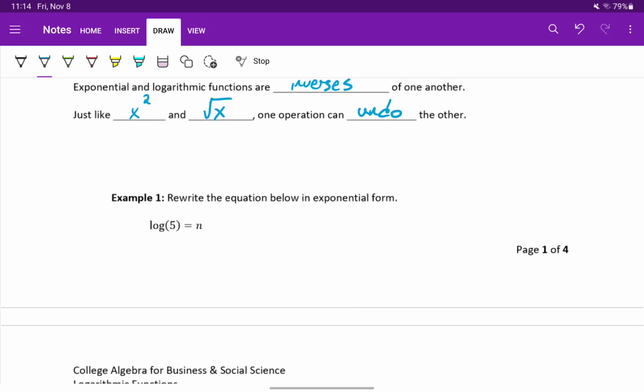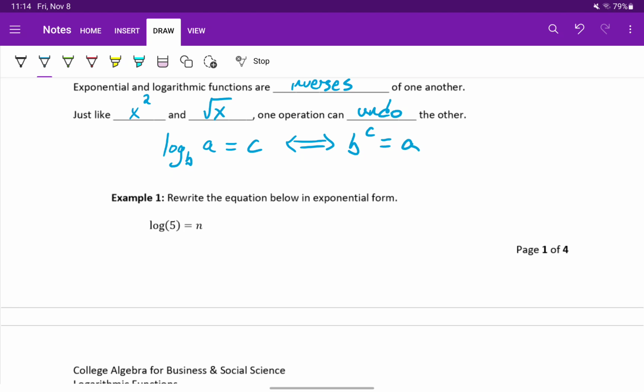Unfortunately, seeing the connection between the two can be a little confusing at first. We just sort of need to get used to this idea. If we have the log base b of a is equal to c, that's the same thing as saying b to the c power is equal to a.